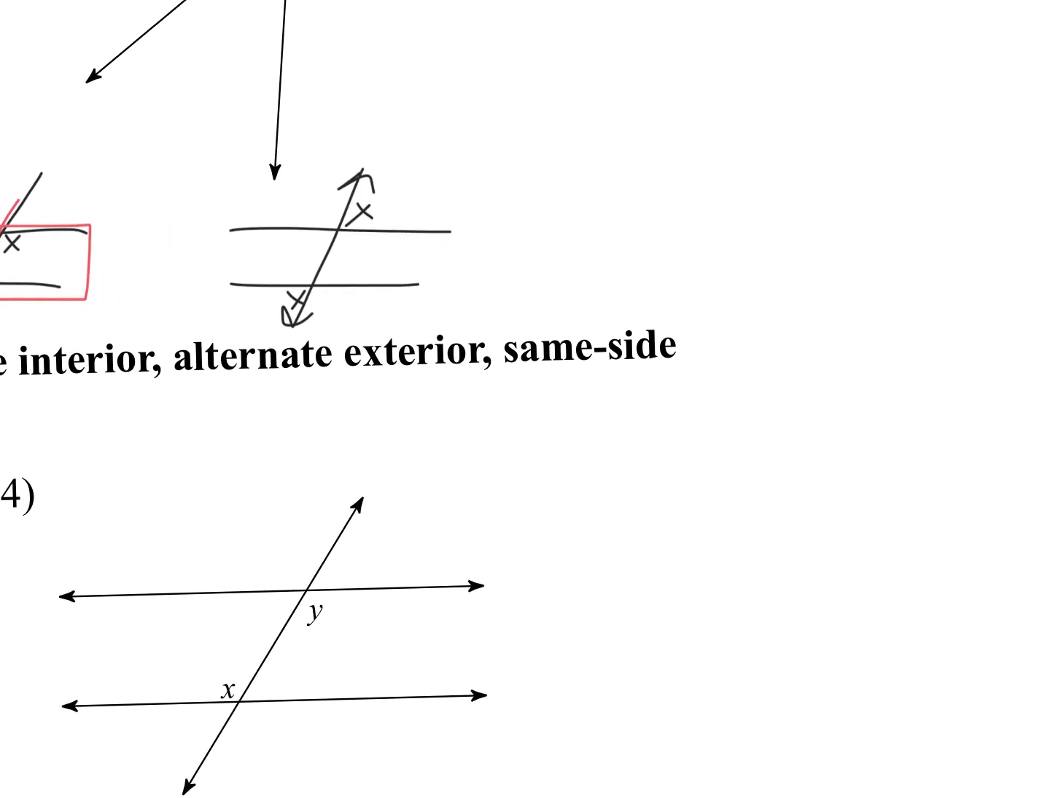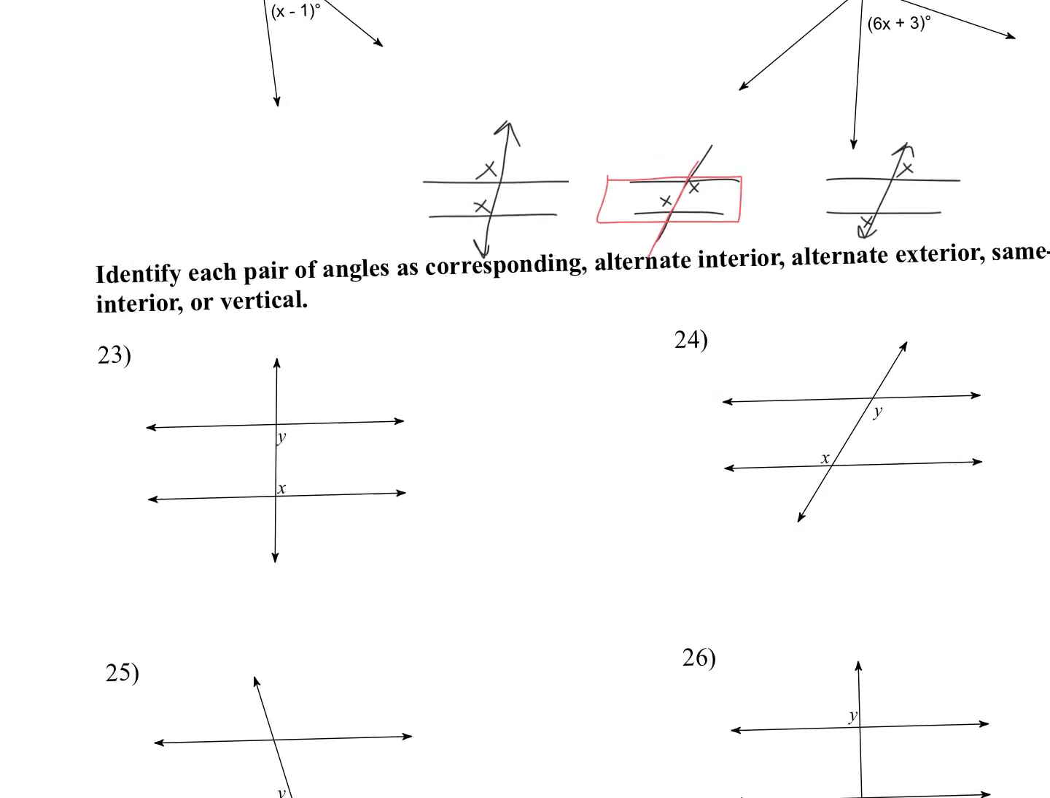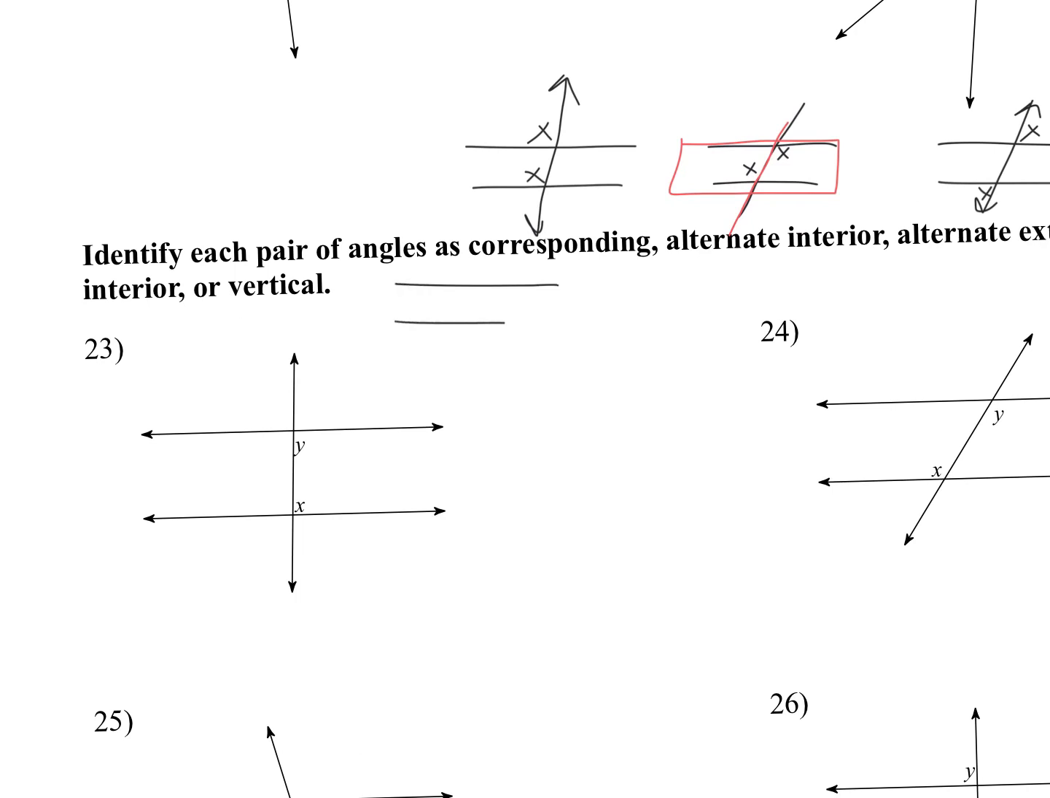Same side interior. Inside on the same side. Which is number 23, same side interior. Okay, one more we gotta talk about: vertical. If I have two parallel lines with a transversal, if I put X here, where's the other X? Right across from that intersection.